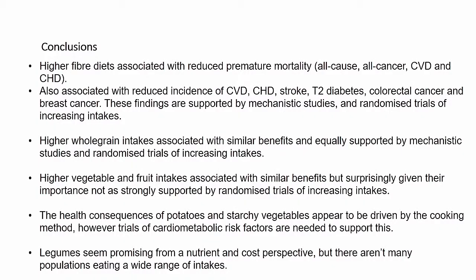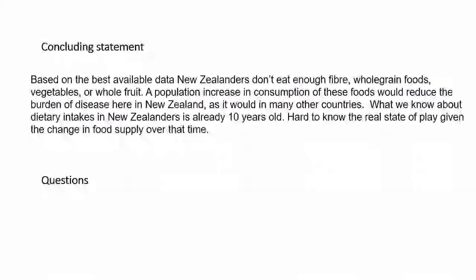This is just confirming all the associations we saw about high fibre intakes, high fruit and vegetable, high whole grains, being associated with a lot of those non-communicable disease incidences. And then my concluding statement is based on the best available data, New Zealanders don't eat enough fibre, whole grains, vegetables or fruit. And that's from 2008, 2009. Population increase in the consumption of these foods would reduce the burden of disease here in New Zealand, as it would in many other countries.